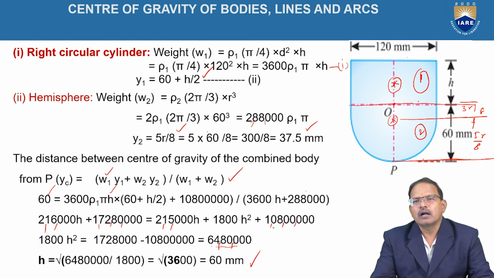That means according to this problem, in order for the center of gravity of this composite section to lie at the interface, that is the joint face of the right circular cylinder and the hemisphere, the height of the cylinder should be equal to 60 mm only. This is our required answer.